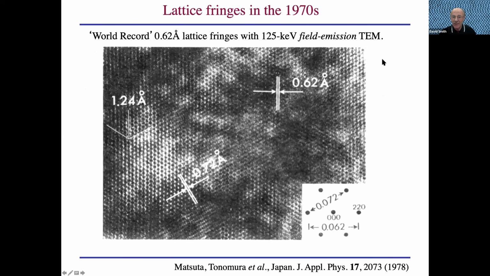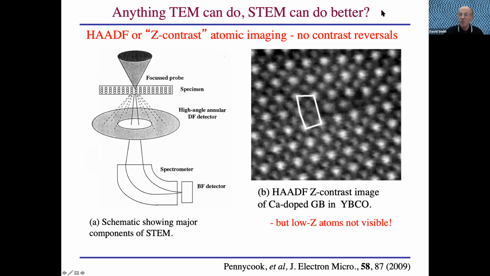Well, what happened in the 1970s was that the manufacturers, inspired by Crew's development and collaboration with Hitachi, were able to bring out a 125 kV TEM with field emission. Yes, this is very improved lattice fringe resolution, but the important point for us, field emission TEM. And so at the same time almost, VG realized that they could modify their system and they could also do STEM. And so Steve Pennycook and colleagues came along with VG microscopes, chased by several other people.